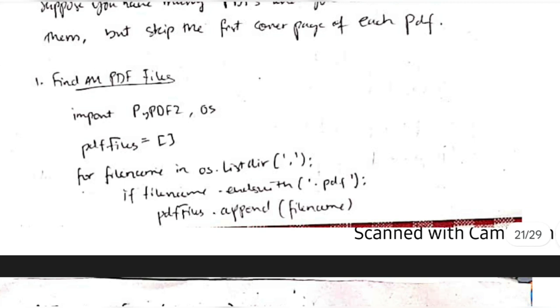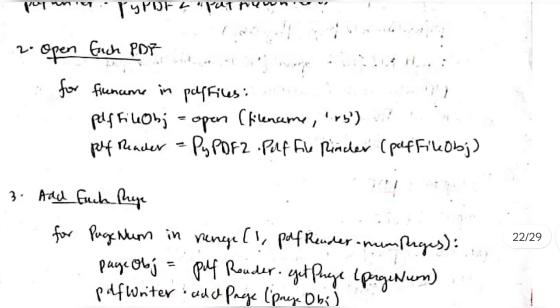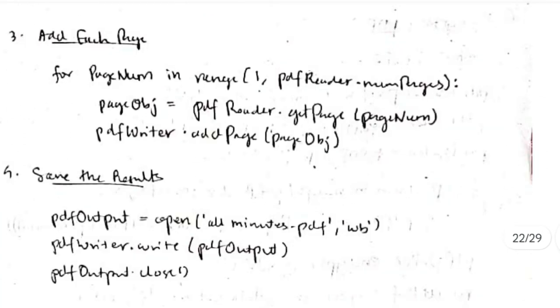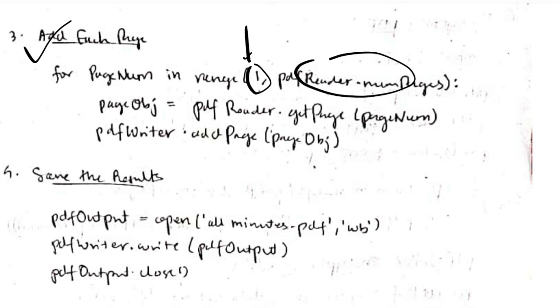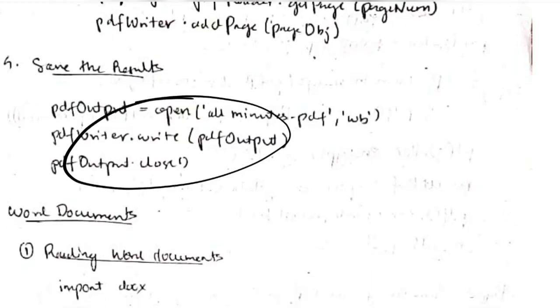So there are a few steps for it. First, find all PDF files which you want to include. Okay, by using this function we can find out that one. Add each page, which pages we want, from 1 till pdf.numPages, means how many pages are there from the first page. 1 means not first page, it's second page, because 0 is the first page. That will be added here. Save the results. Okay, after that, don't forget, you have to write it and then the closing operation.